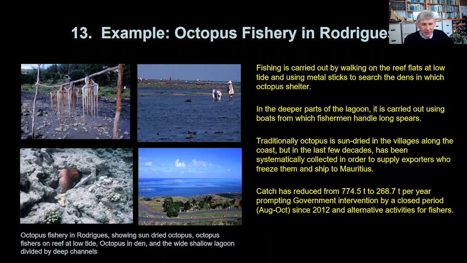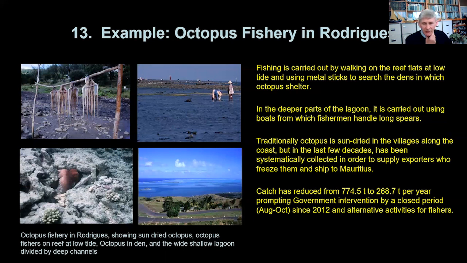In the deeper parts of the lagoon, fishermen, mostly the men, will go out with long-handled spears to catch their octopus. They'll usually go out in boats to the edge of the reef to undertake this.